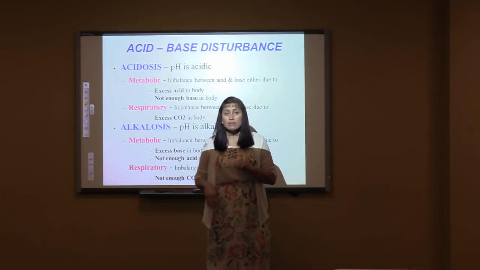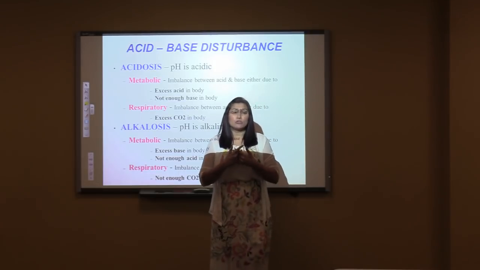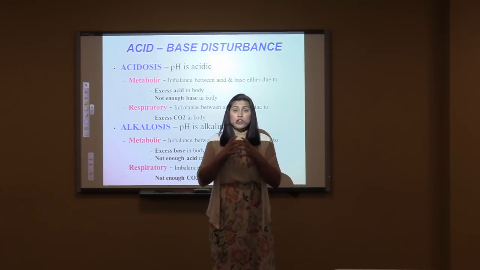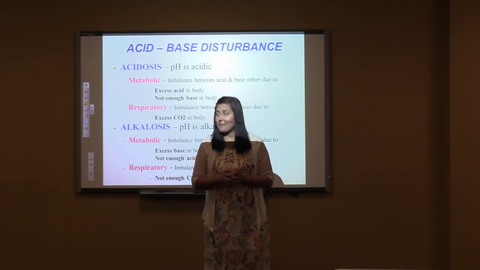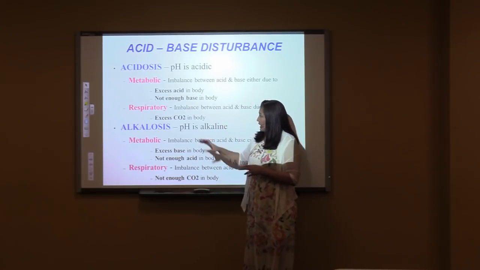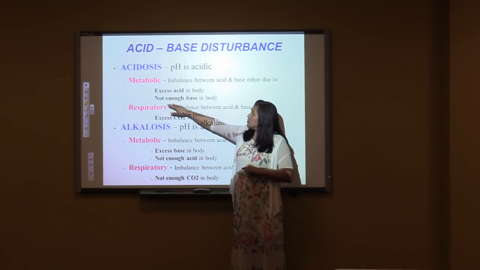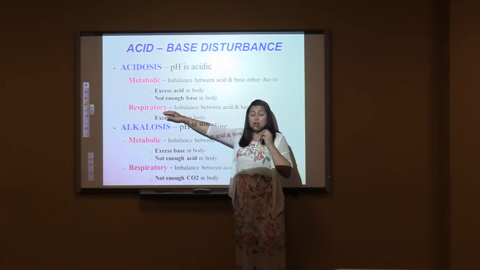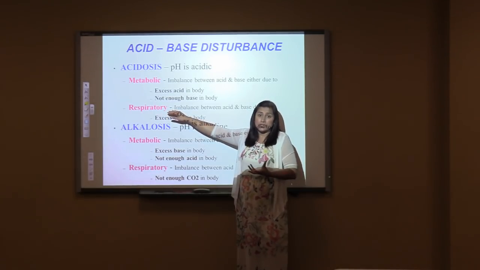Now let's look at what each means. Whenever you talk about the respiratory system, think of respiratory as CO2. It deals with CO2. So I'll start with the respiratory, then I'll come back to metabolic. When you say you have respiratory acidosis, automatically acidosis means that you have too much acid in your body. You're acidic.